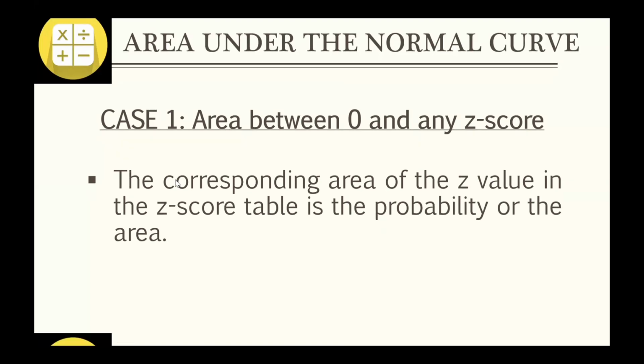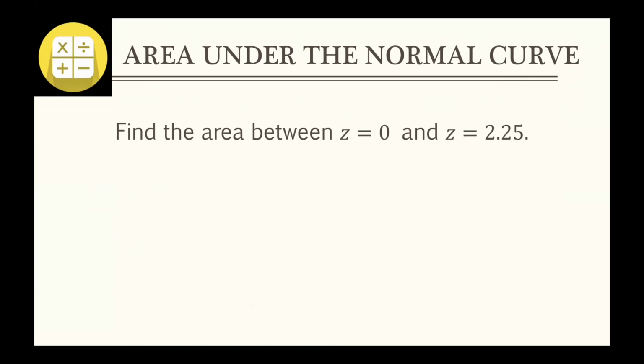Let's have example number 1. Find the area between z equals 0 and z equals 2.25. When we say area between z equals 0 and z equals 2.25, we are going to get the probability or the area from the mean to z equals 2.25. We have defined that the mean of a normal curve is located at the center of the distribution, and z equals 2.25 is on the right side of the curve.